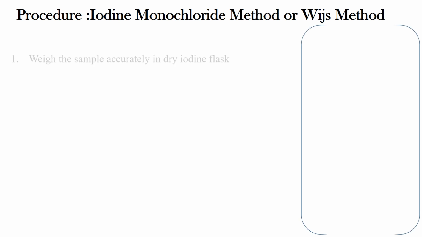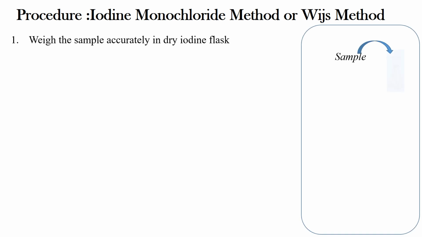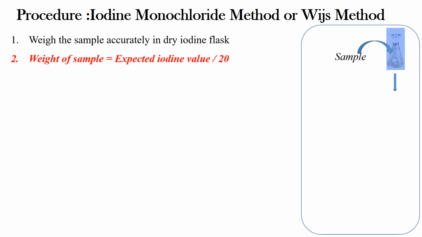Coming to the procedure for iodine monochloride method for the determination of iodine value. First of all, weigh the sample accurately in a dry iodine flask. Now here the point is how much quantity of sample is required. In fact, the quantity of sample depends upon the expected iodine value. And in general, for iodine monochloride method, the weight of sample is equal to expected iodine value divided by 20.